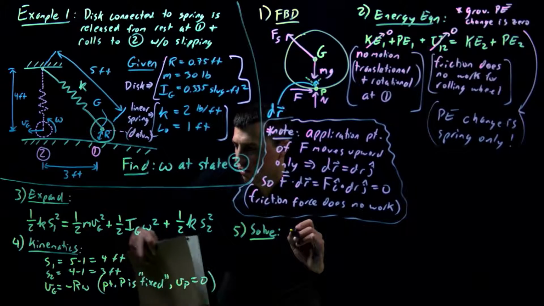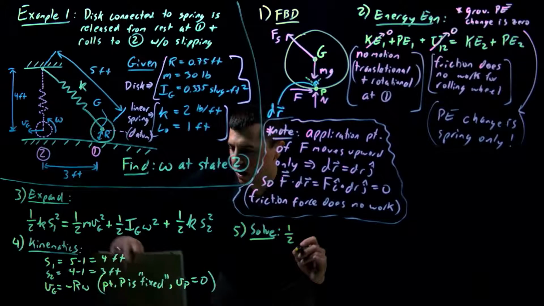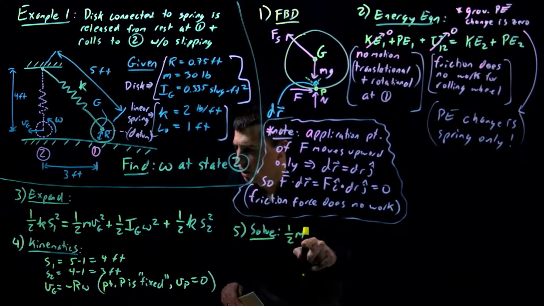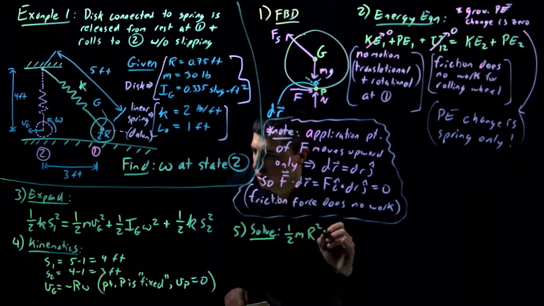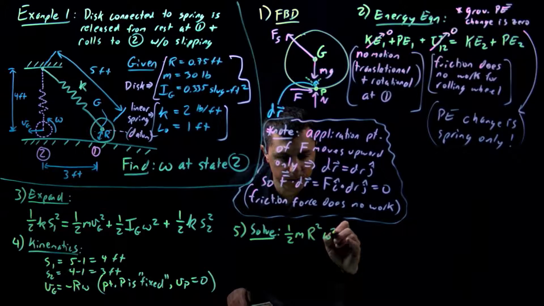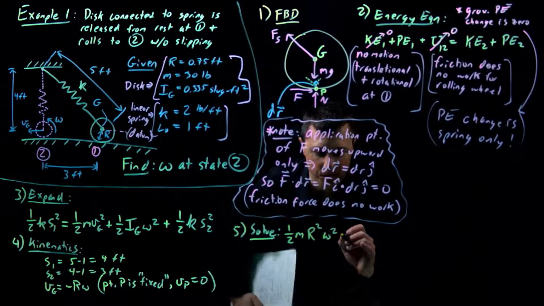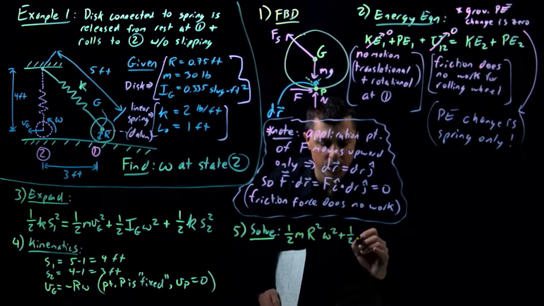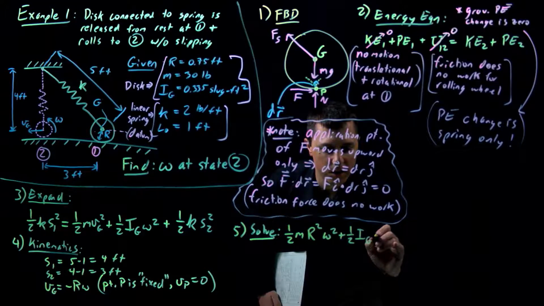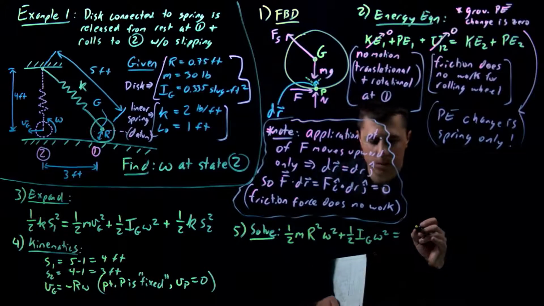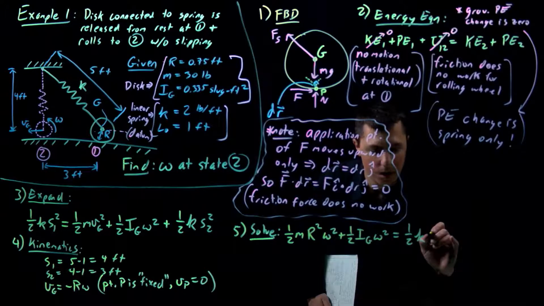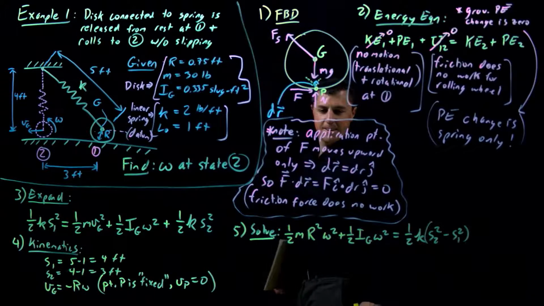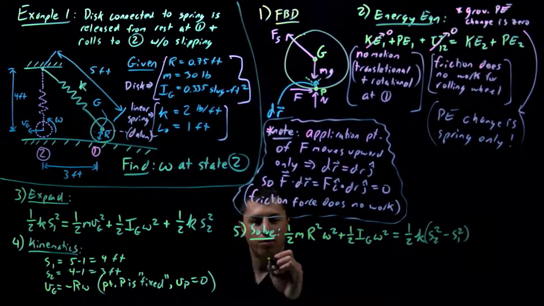Both of those terms are going to have a 1/2, so let's just write it out. 1/2 m, Vg is now r squared omega squared. This term, we're flipping the equation. So this is 1/2 Ig, which is given there, times omega squared, and that equals 1/2 k (S2 squared minus S1 squared). Right now we can actually go ahead and solve for omega.